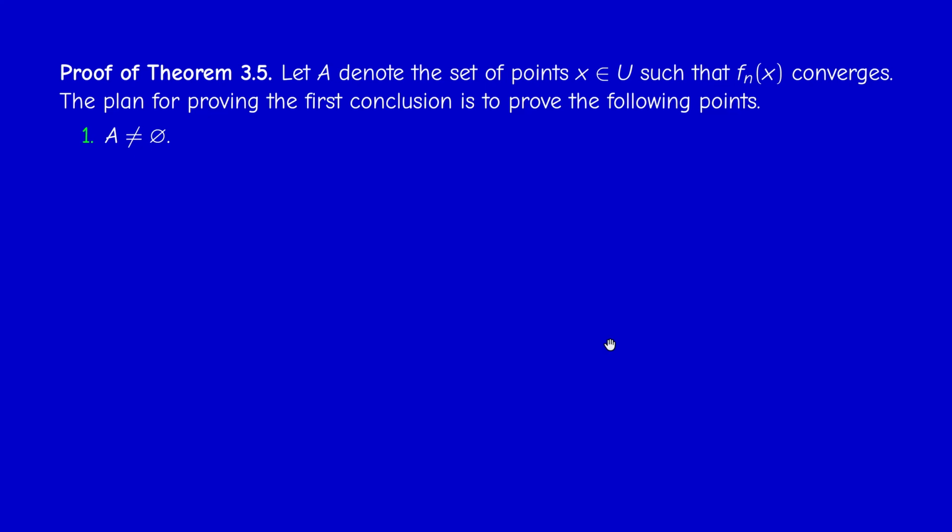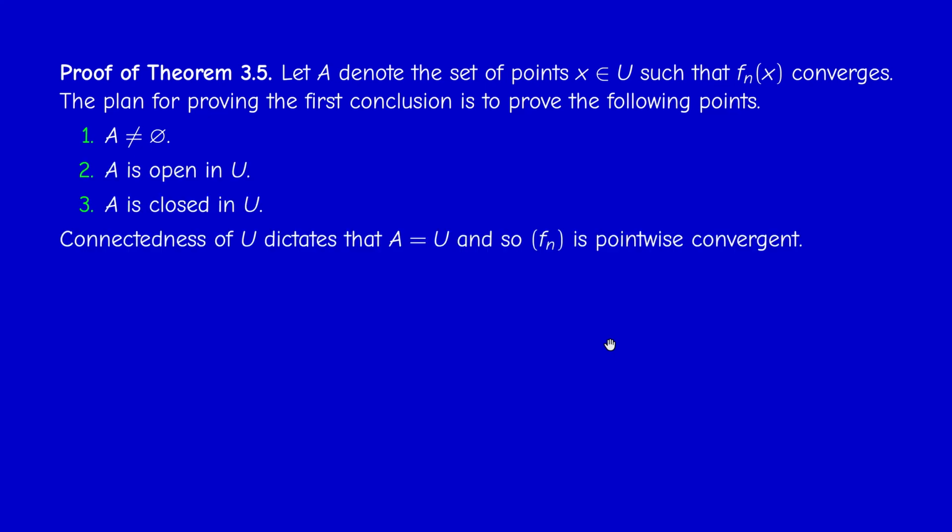So we have to prove that A equals U. How do we prove that? We show three things: A is not empty, A is open in U, and A is closed in U. So connectedness of U implies that the only possibility is that A equals U, and this means that Fn converges pointwise, or Fn of x converges for every x in U.